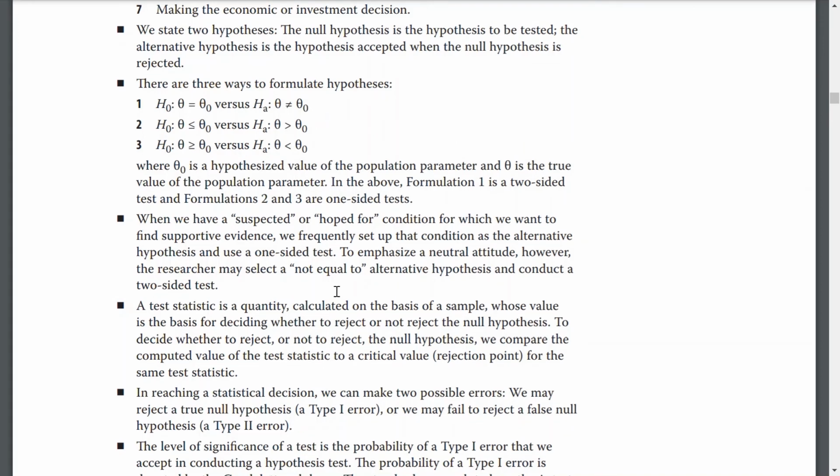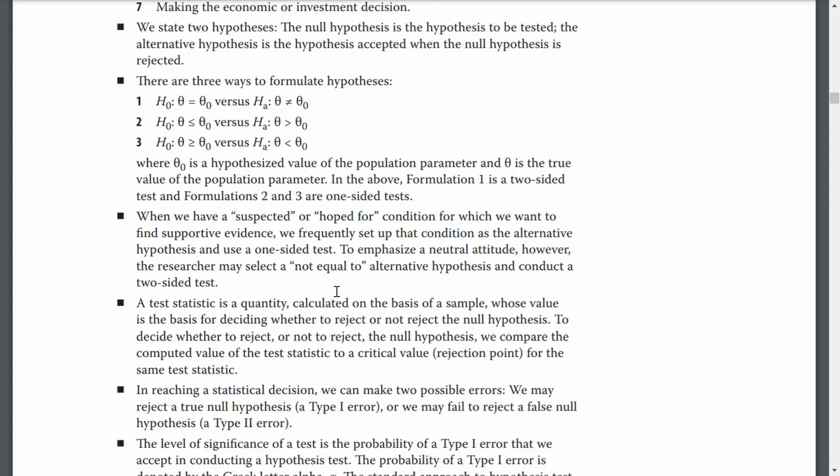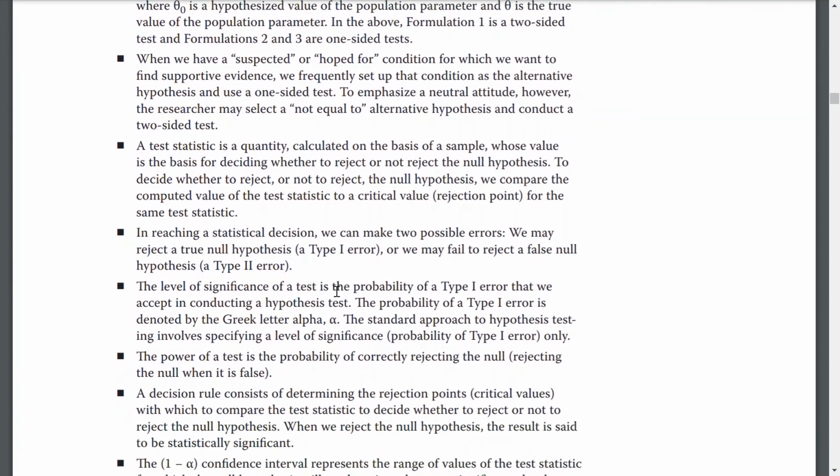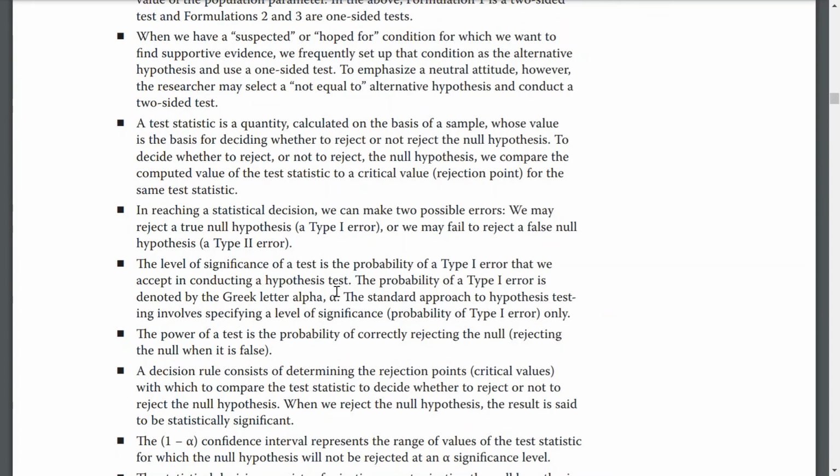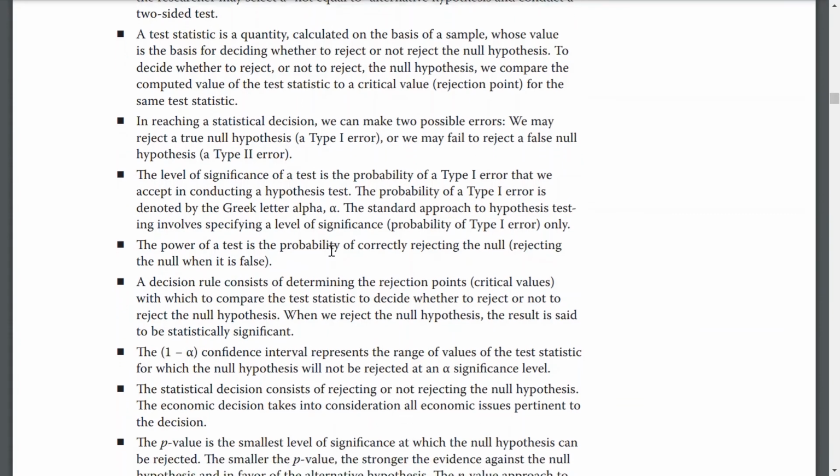A test statistic is a quantity calculated on the basis of a sample whose value is the basis for deciding whether to reject or not reject a null hypothesis. To decide whether to reject or not reject the null hypothesis, we compare the computed value of the test statistic to a critical value, the rejection point, for the test statistic. In reaching a statistical decision, we can make two possible errors. We may reject a true null hypothesis, which is a Type I error. We may fail to reject a false null hypothesis, which is a Type II error.